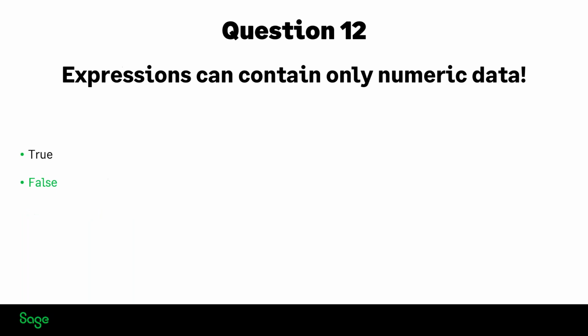Question 12. Expressions can contain only numeric data. Is that true or is it false? It is false. The expressions themselves can contain numeric data to perform a calculation, but text, dates and alphanumeric fields can also be used.